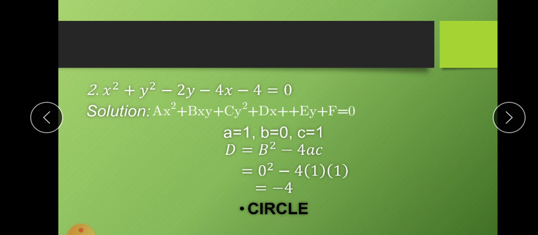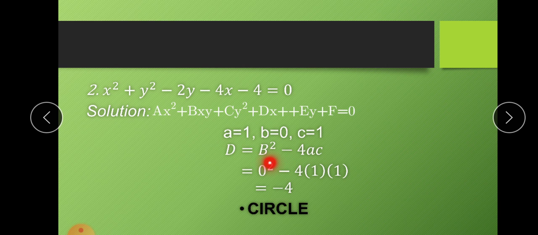Example number 2. x squared plus y squared minus 2y minus 4x minus 4 equals 0. So the solution. First, we must find the values of a, b, and c. By using the second-degree equation, the value of a is equal to 1, the value of b is equal to 0, and the value of c is equal to 1. So we can solve the discriminant.